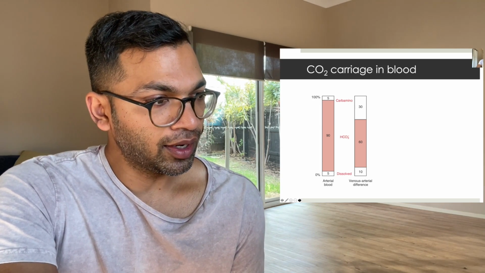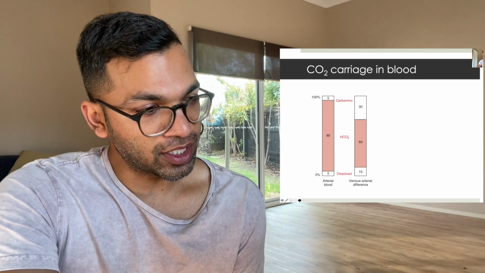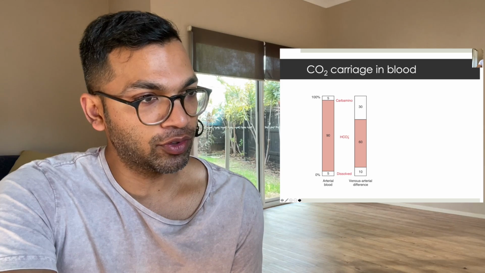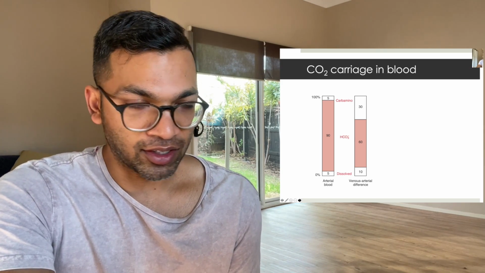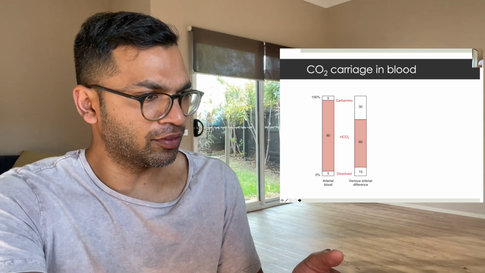Okay, good. Now, the thing that we always get to talk about at this point is why on earth are they calling it venous arterial difference with these numbers instead of just talking about venous? Like, on the left bar we've got arterial, but on the right we've got venous arterial difference.